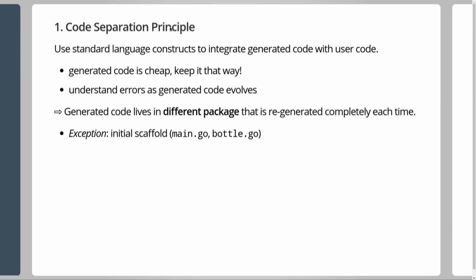There's an exception to that rule, which is the scaffold code. Again, there's main.go and bottle.go. Those things are generated once to help you get started, but it's your code. You have to test them. You have to maintain them. Right? This is just to help you get started.